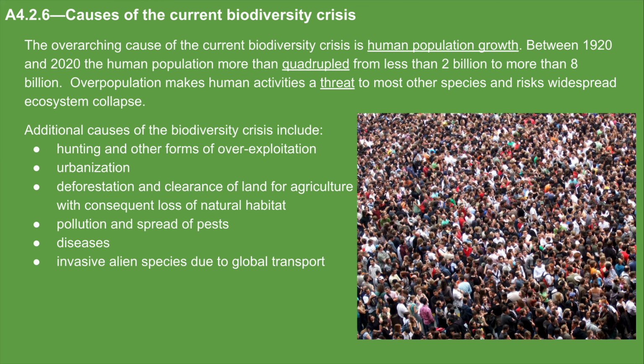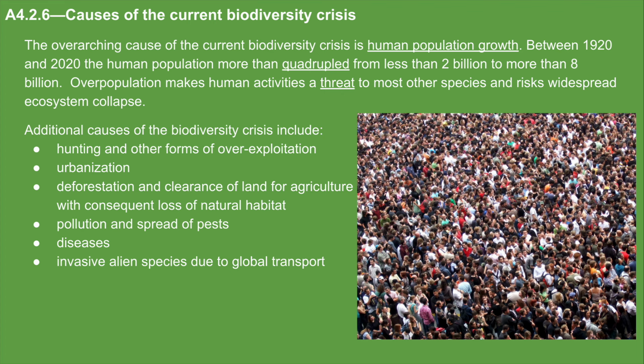Causes of the current biodiversity crisis. Well, the overarching cause of the current biodiversity crisis is human population growth. Between 1920 and 2020, the human population more than quadrupled, from less than 2 billion to more than 8 billion. Overpopulation makes human activities a threat to most other species and risks widespread ecosystem collapse.